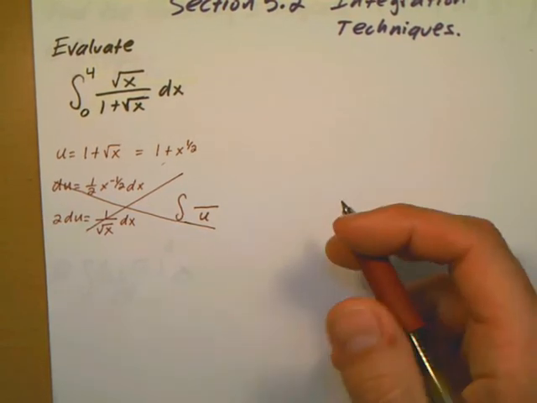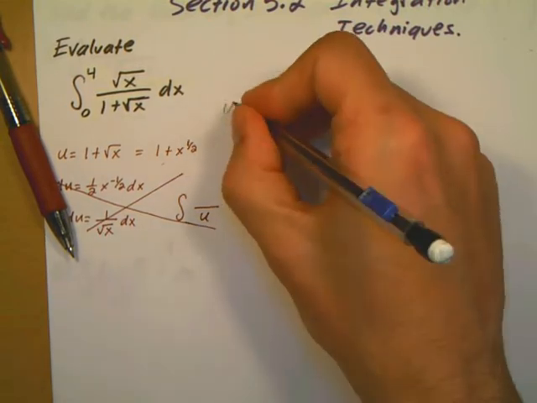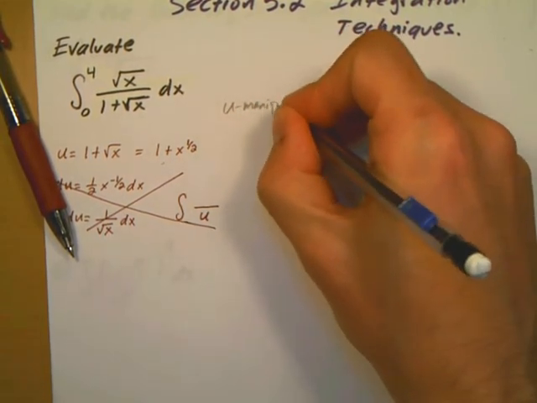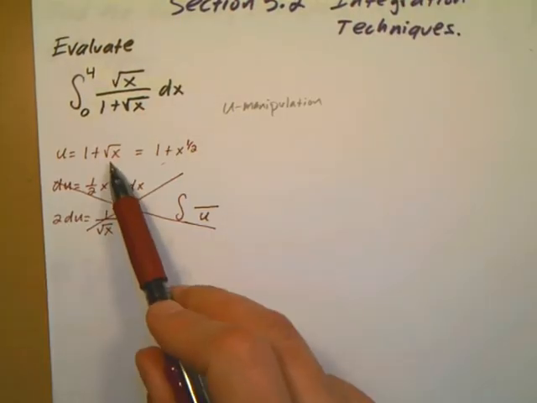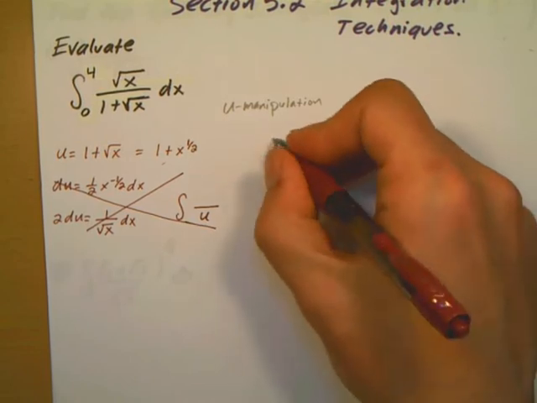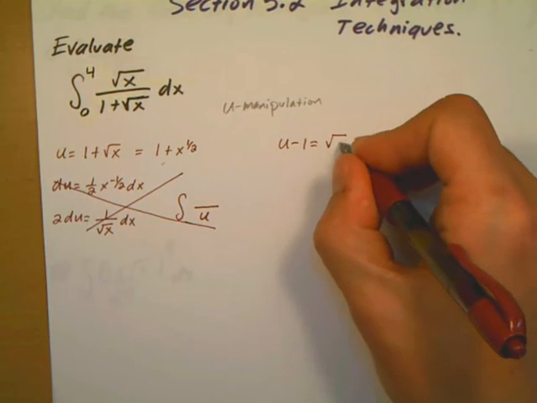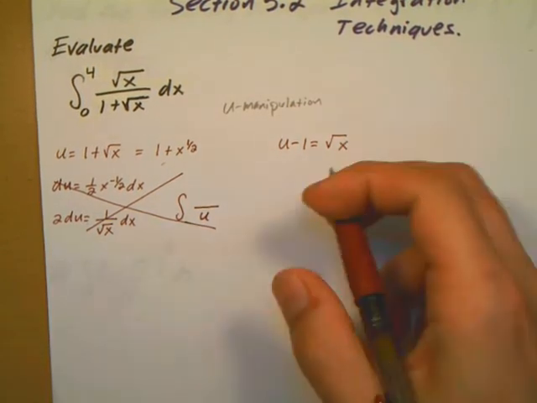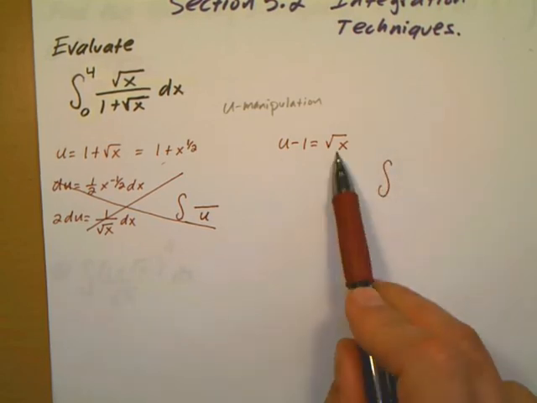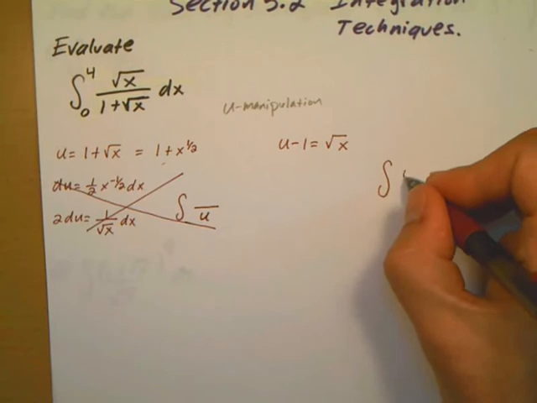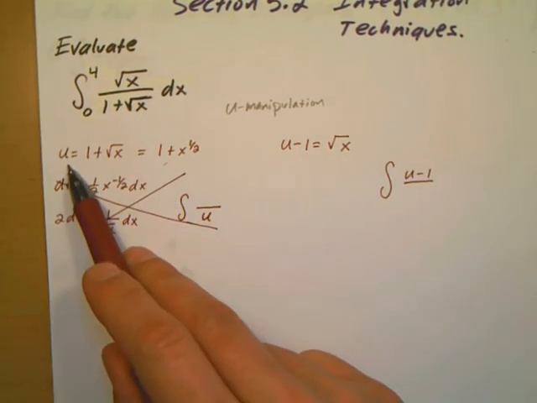But what I could do is maybe try doing a u manipulation. Because what I could easily do is solve for the square root of x. If I subtract the 1 over, u minus 1 is equal to the square root of x. Because now, if I rewrite my integral, the square root of x in the numerator, I can write that as u minus 1. And then 1 plus square root of x, I could just write that as u.